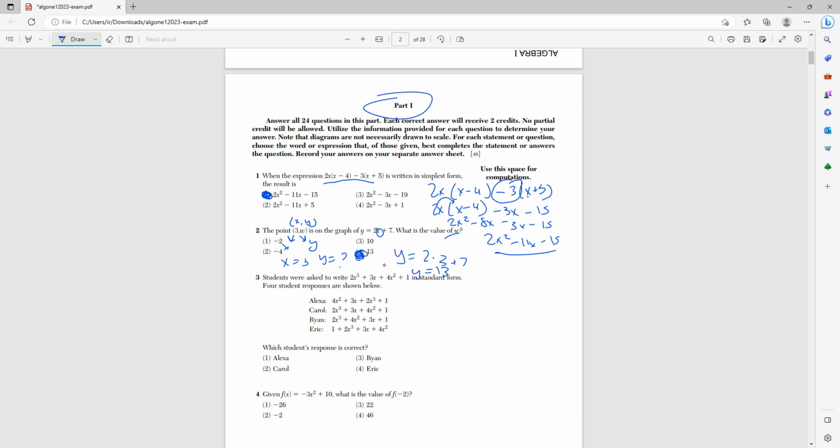Just don't get confused by this. (3, y) is the same thing as (3, w). It gives us the equation here, so just plug it in.